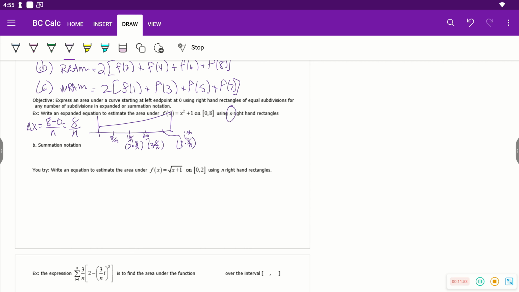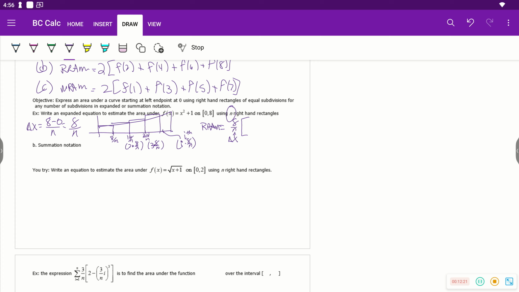Now those are the marks at which I'll draw my heights. The base is the same each time. The base is 8 over n. What's varying is the x at which I land, okay? So when I go to do this, if I did this with RRAM, as we said to do, the base is delta x, and it's 8 over n.